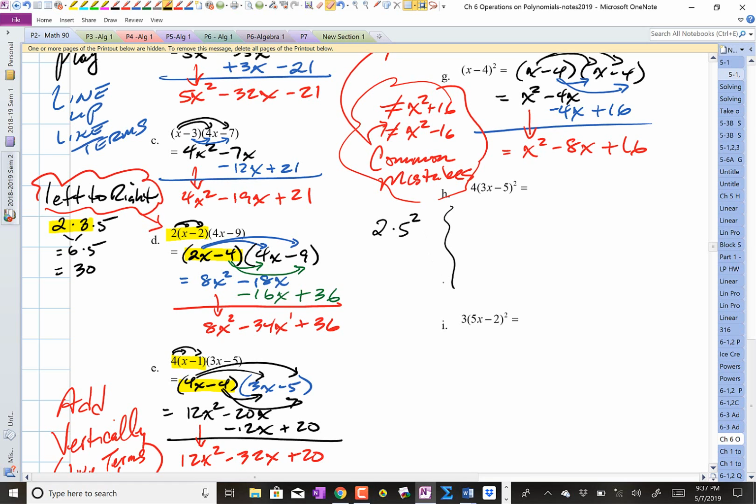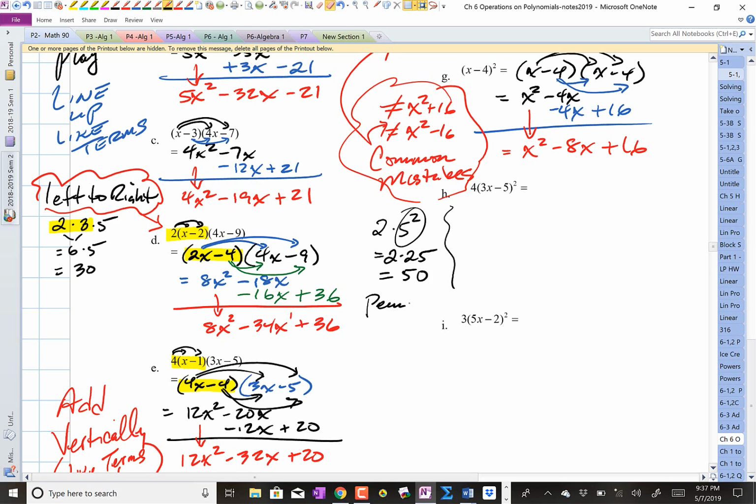What do you think that is? Write down the result here. A lot of people think this is 10 squared or 100, but it's not. You got to square this first. This is actually 2 times 25 or 50. You're not allowed to multiply first before you handle the exponents.